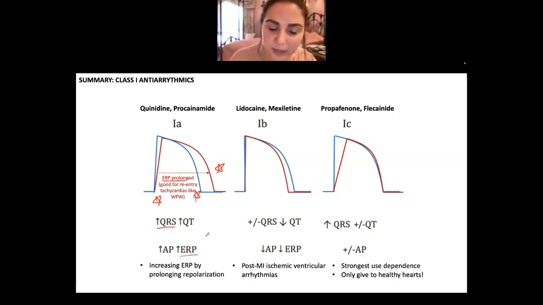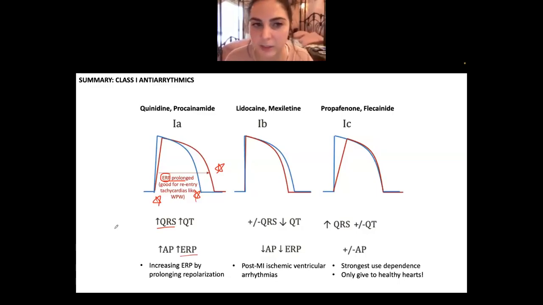And this is why a lot of the times they tend to give procainamide almost immediately if someone is in Wolff Parkinson White, or they'll just give a class 3. But they'll try with a class 1A. I think quinidine or procainamide actually is first line for Wolff Parkinson White, and it's because of this extension of the ERP.